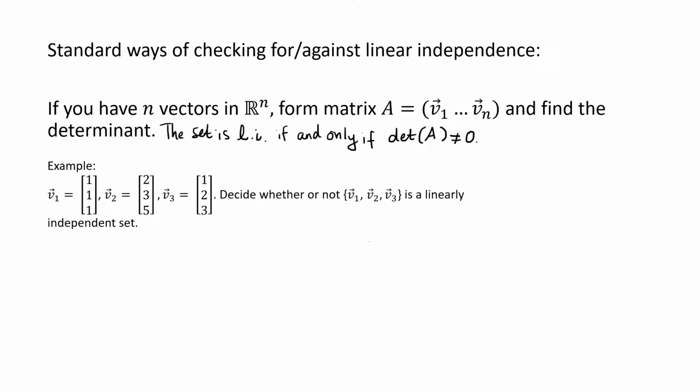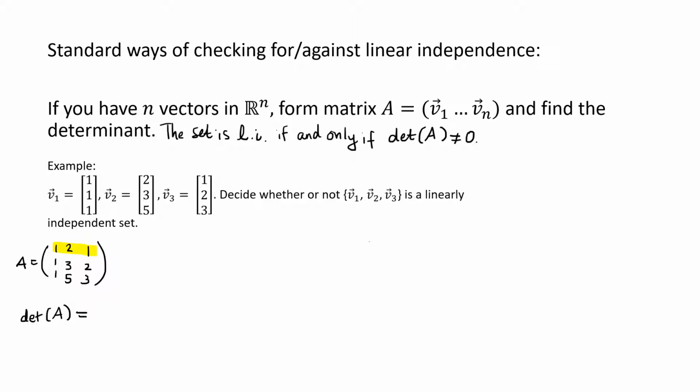So we have the following three vectors. We want to decide whether or not they form a linearly independent set. So I'm going to build a matrix that has as columns these vectors. I'm going to call this matrix A, and then calculate the determinant of A. Okay, I'm going to do this by a cofactor expansion. Let's do it in the top row.